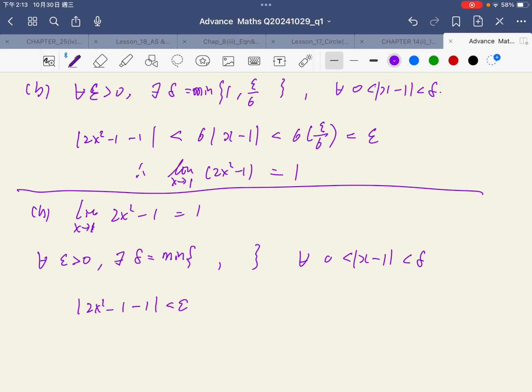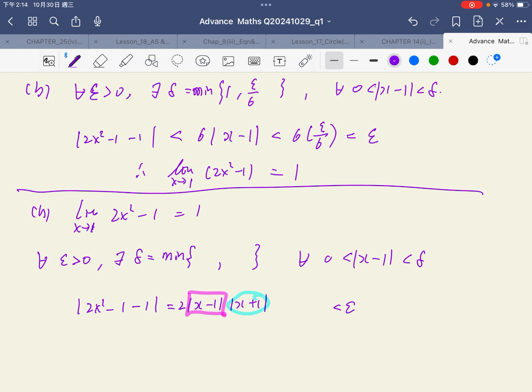I finally hope I can get this goal. Okay, then factorize: 2 times absolute x minus 1 times x plus 1. Here we have to use something to estimate the upper bound of this part, times 2, and then this is epsilon. That is the delta we choose.